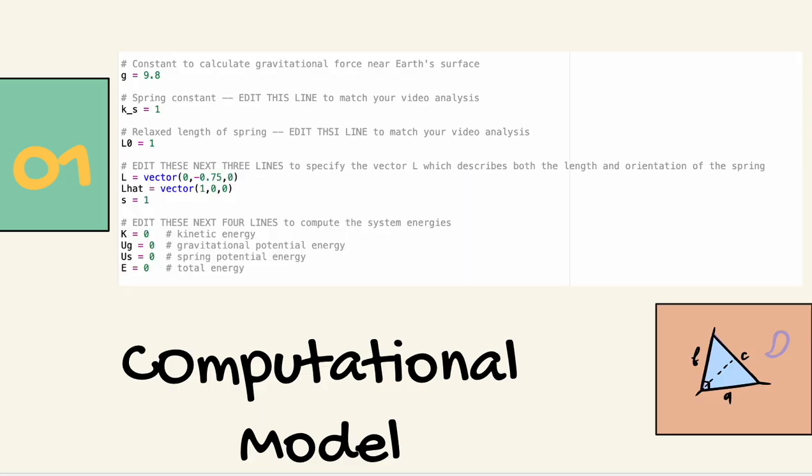In the computational model, the initial conditions of the system are defined, including the mass, position, and velocity of the oscillating mass. Constants like gravitational acceleration, spring constant, and initial spring length are also set. The total energy is calculated by considering the kinetic energy, gravitational potential energy, and elastic potential energy. The net force on the mass, consisting of spring force and gravitational force, determines its motion. The change in total energy is computed by subtracting the initial energy from the final energy.